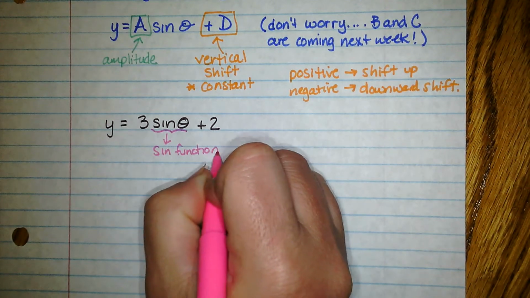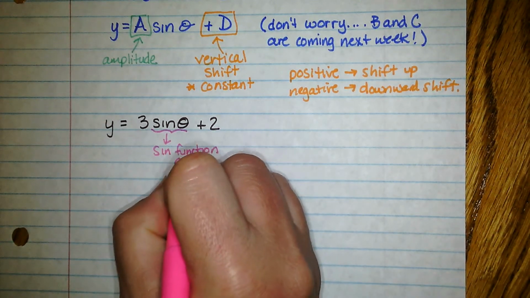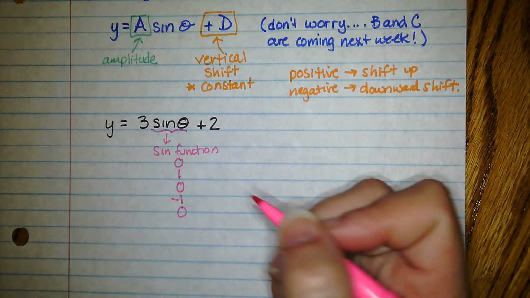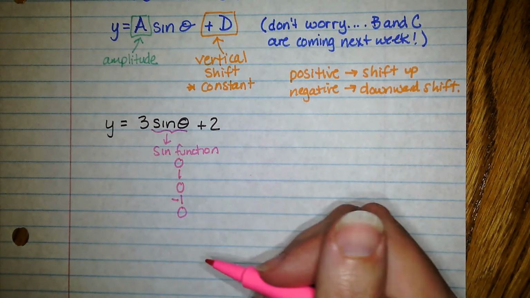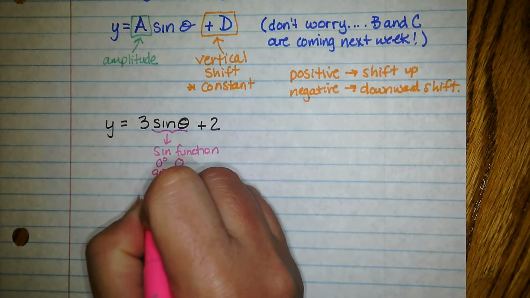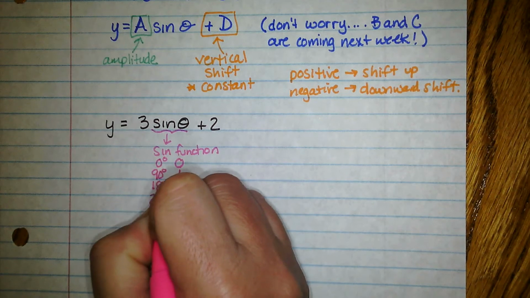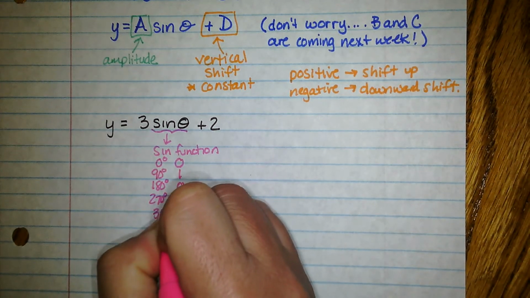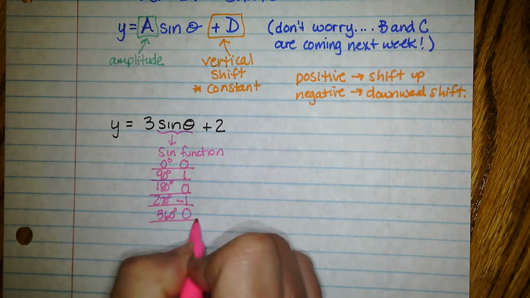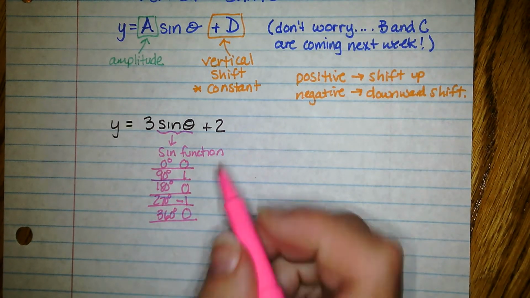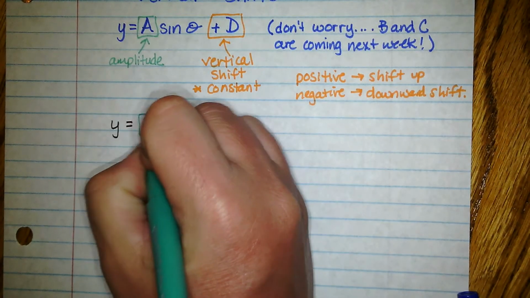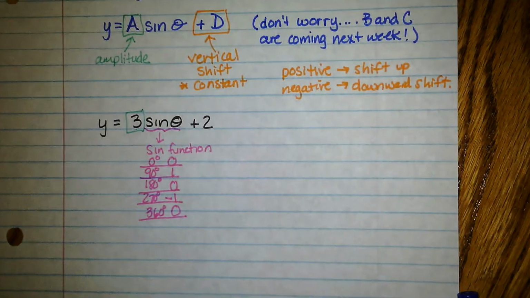where my normal values are 0, 1, 0, -1, 0. Those are my normal sine function values for 0 degrees, 90 degrees, 180 degrees, 270, and 360. So these would be the ones that I would graph normal. But I'm not going to graph these. What I will graph is the amplitude, which is a multiplier of 3.